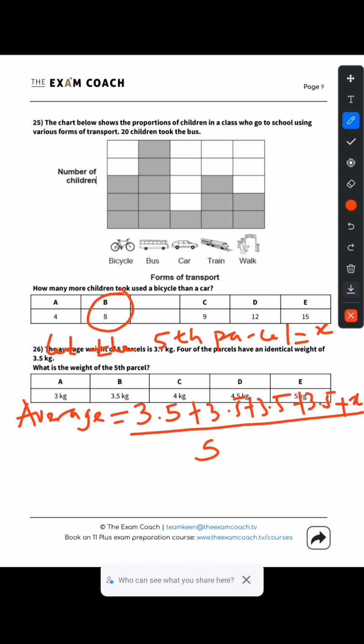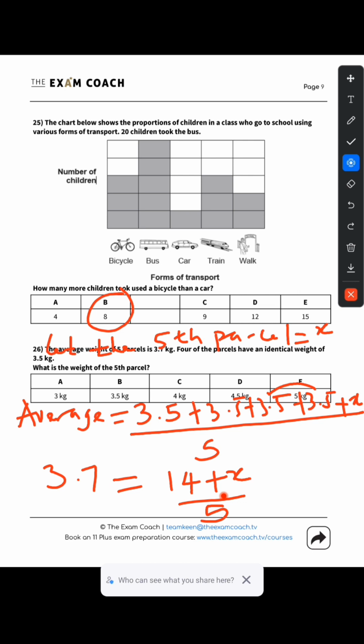Right? So the question says the average is 3.7. So the average is 3.7. Now we add that up. 3.5 plus 3.5 is 7. Another 3.5 plus 3.5 is also 7. 7 plus 7 is 14. That's 14 plus x, divided by 5.